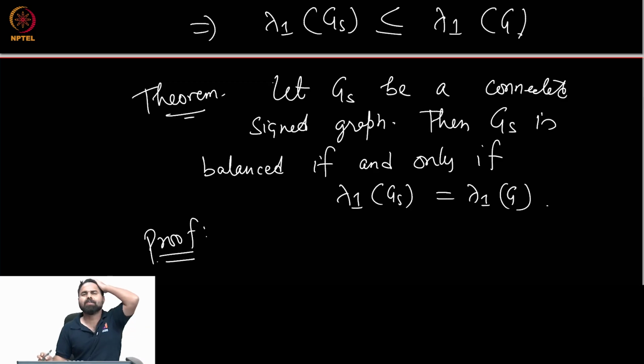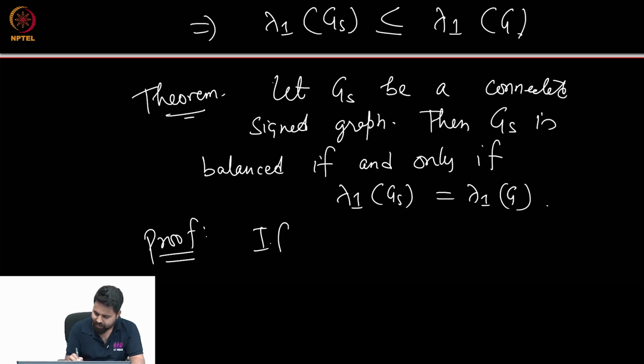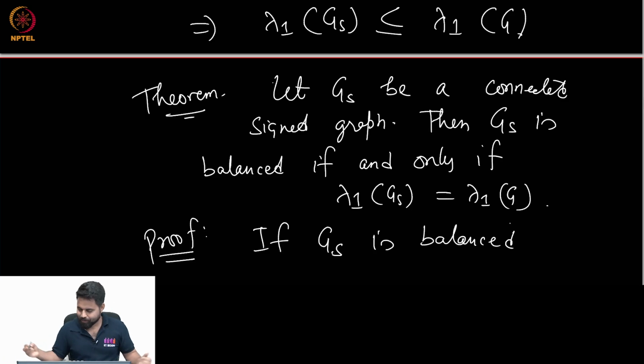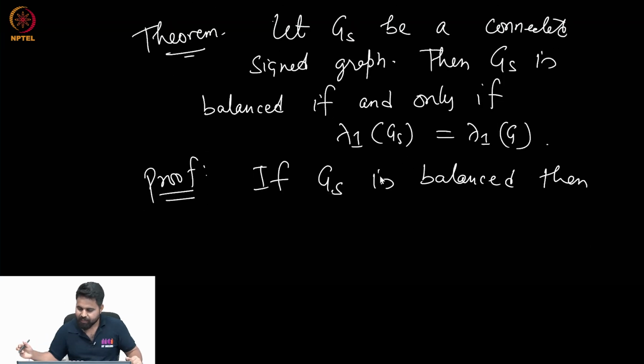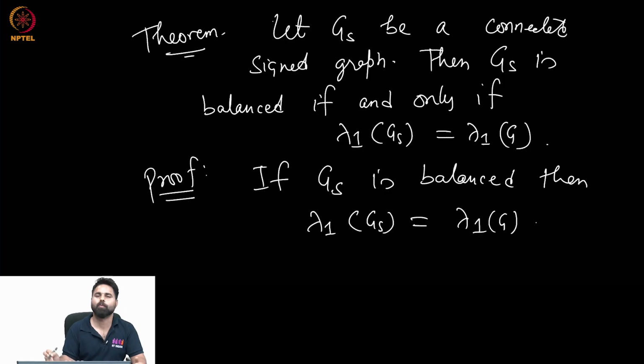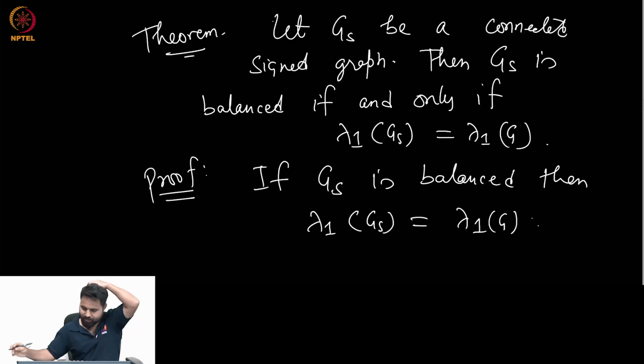Okay, so one direction is very easy. Suppose GS is balanced. If GS is balanced, we have already seen this: all the eigenvalues of GS and G are the same. We proved this in the last lecture. Then lambda 1 of GS is the same as lambda 1 of G. Already proven in the last lecture. Very good. It's straightforward.